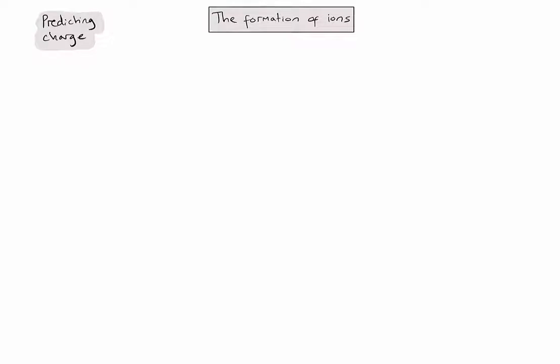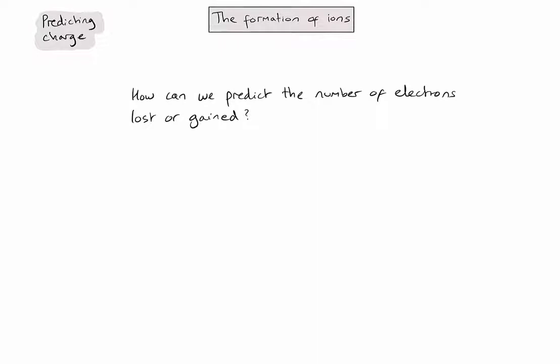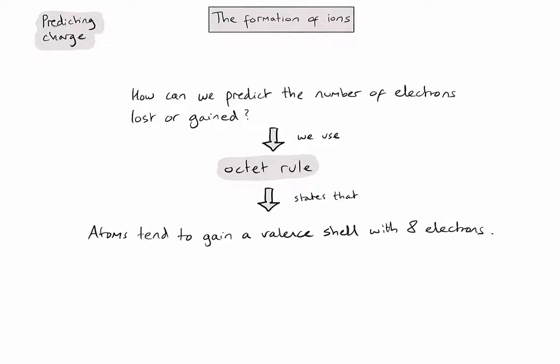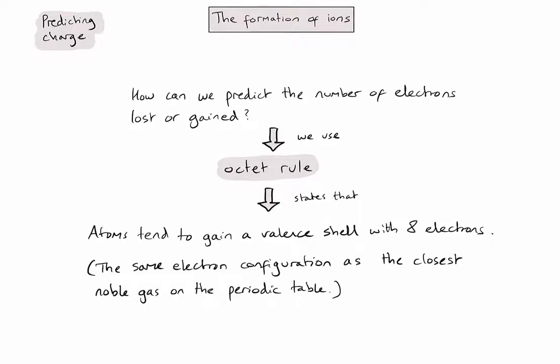So if we know that metals tend to lose electrons and non-metals tend to gain electrons, how can we predict the number of electrons that they will lose or gain? To do so, we're going to use another general rule called the octet rule. And this states that atoms tend to gain a valence shell with 8 electrons in total. In essence, this means that they will tend to achieve the same electron configuration as the closest noble gas, or group 18 element, on the periodic table. Let's see if we can apply this rule to some examples.